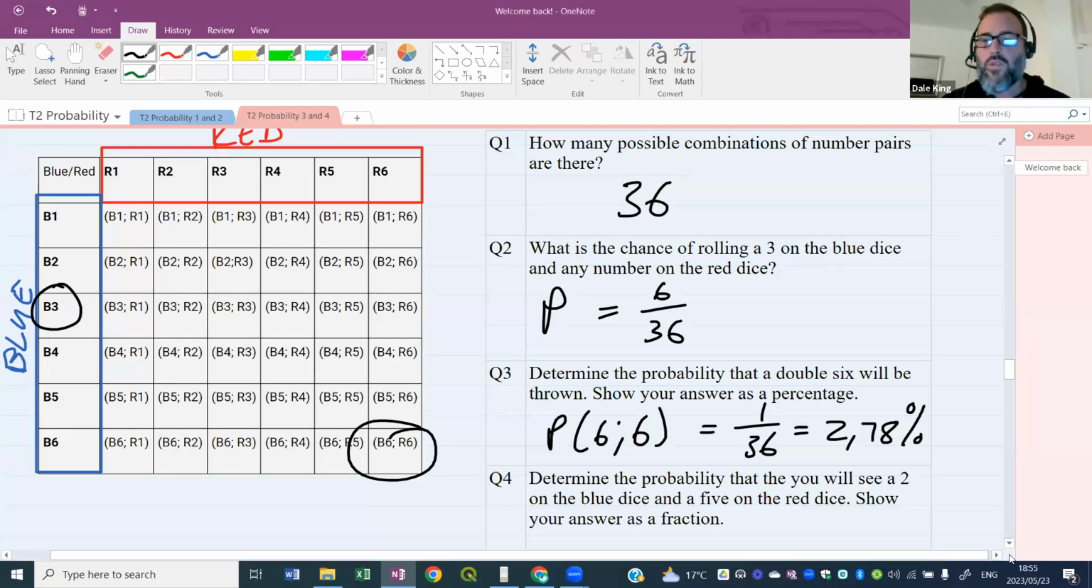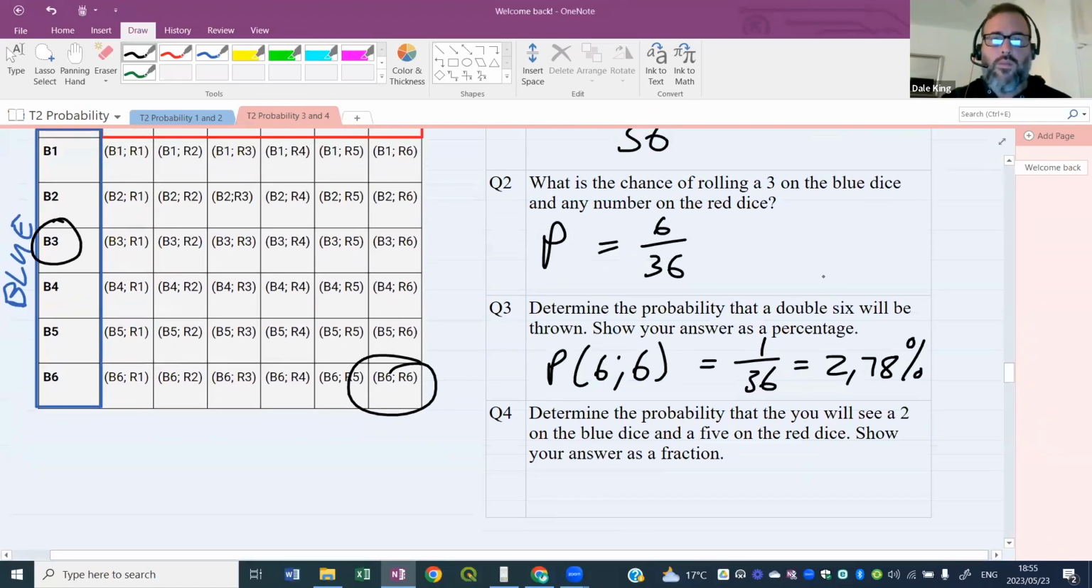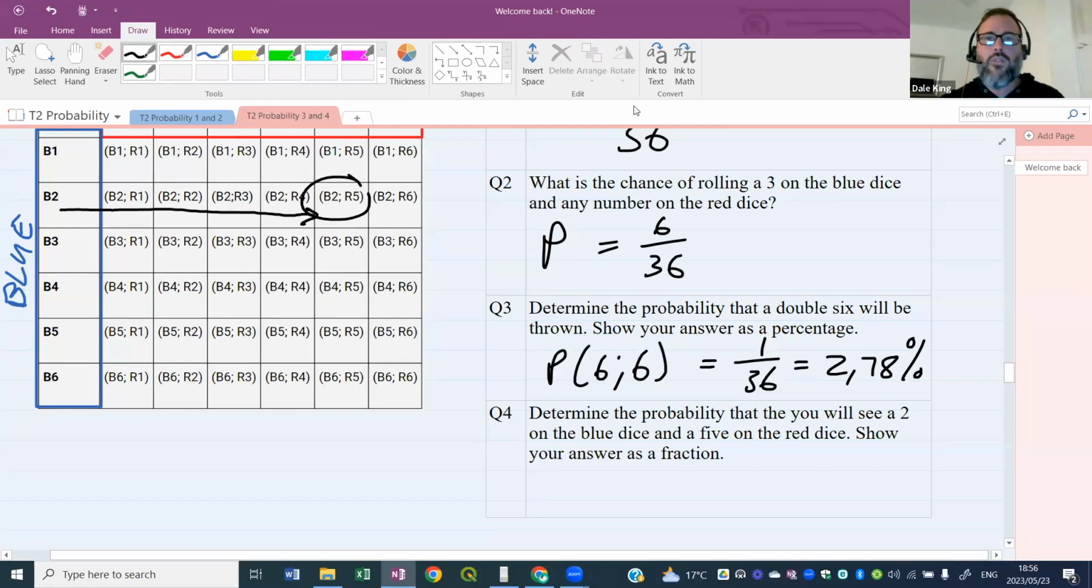Okay, last question, and we're going to call it a night. Any brave soul is welcome to answer this one. Question 4, determine the probability that you will see a 2 on the blue and a 5 on the red. 2 on the blue and 5 on the red. Look at the diagram. Let's go across. 2 on the blue. Where do we see 5 on the red? Ah, there it is. 2 on the blue, 5 on the red.